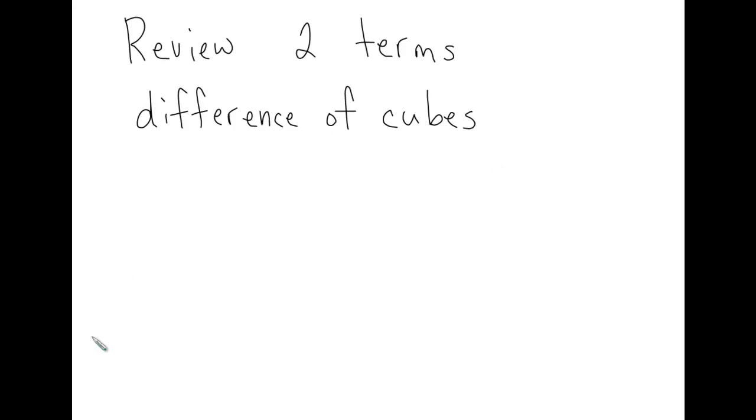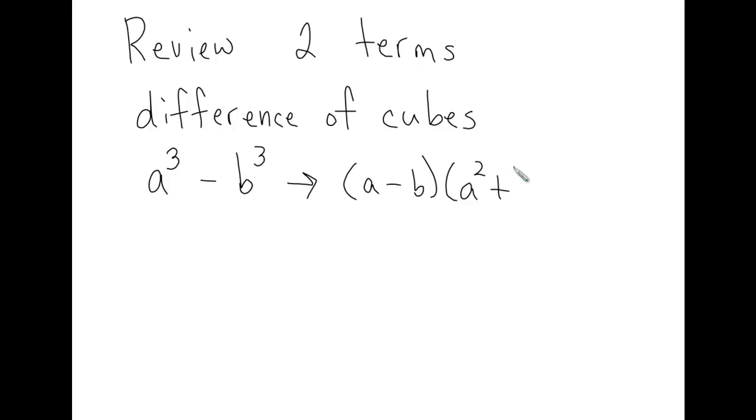Continuing a review of factoring 2 terms, let's look at the difference of cubes. If I have something in the form of a cubed minus b cubed, the formula for the difference of cubes is a minus b times a squared plus ab plus b squared. The first sign is always the same. The second sign is always the opposite. And the third sign is always positive.